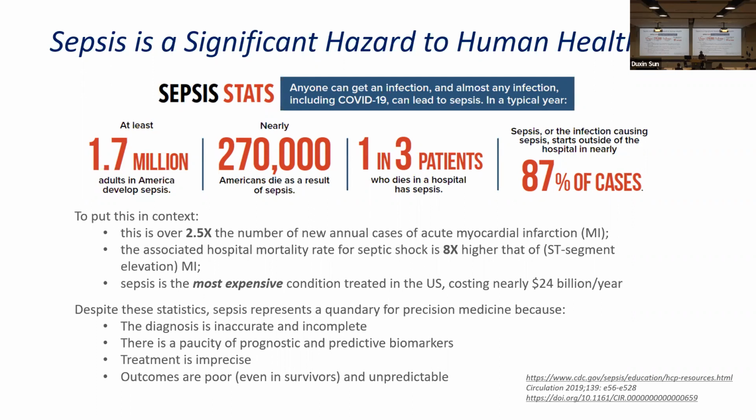For example, in MI, we can measure the electrocardiogram and be pretty confident about a diagnosis. And then we partner that with blood levels of specific biomarkers that we track over time that don't just help us diagnose, but help us prognosticate. And the culmination of these shortcomings makes treatment for sepsis very imprecise.